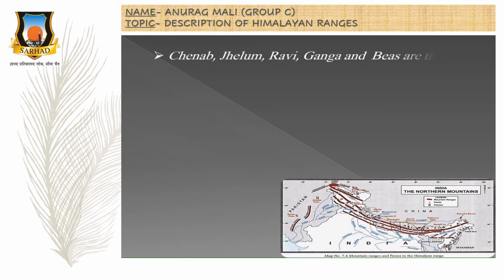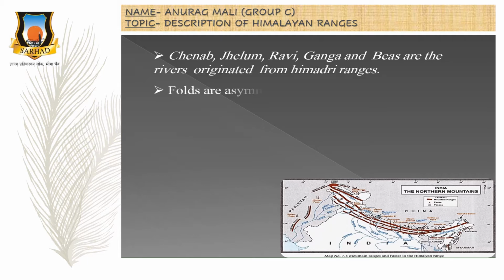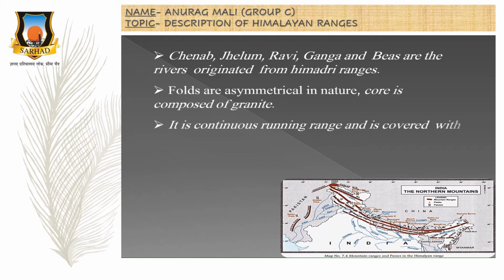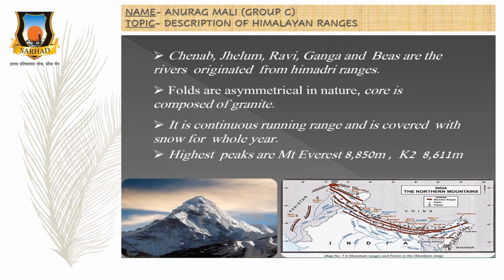Chenab, Jhelum, Ravi, Ganga and Beas are the rivers that originated from the Himalaya ranges. Folds are asymmetrical in nature. The core is composed of granite. It is a continuous running range and is covered with snow for the whole year. The highest peak is Mount Everest. Height is 8850 meters.